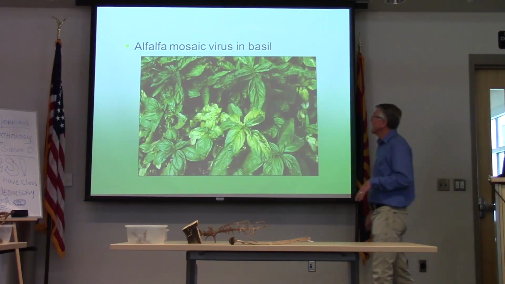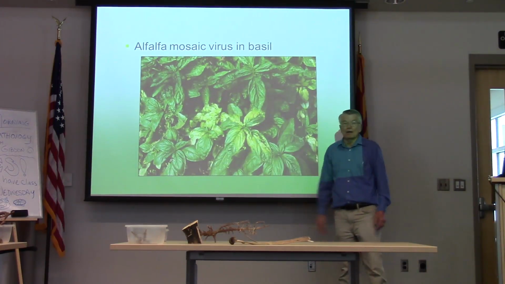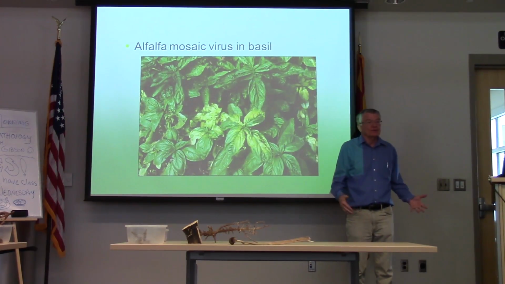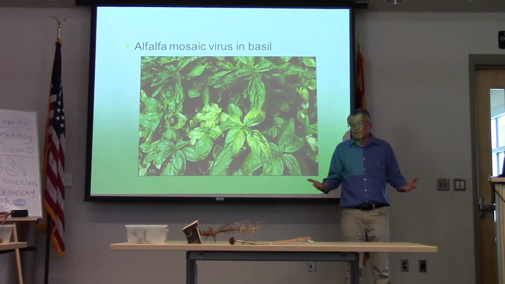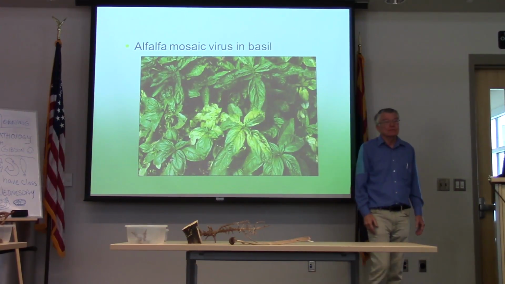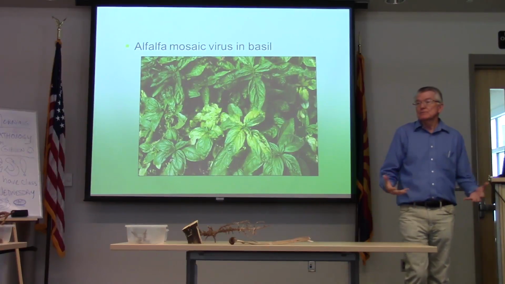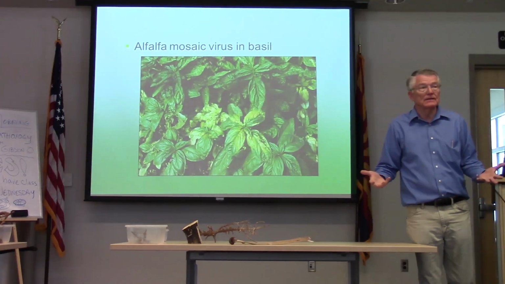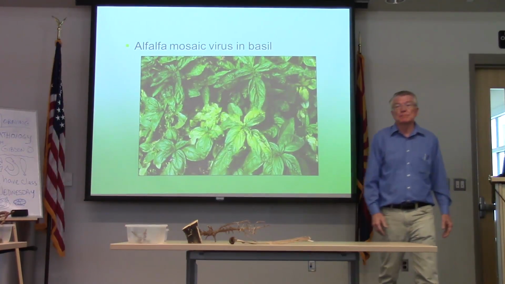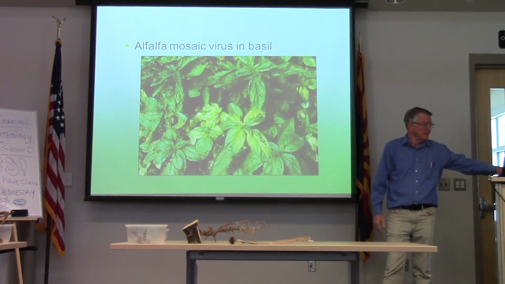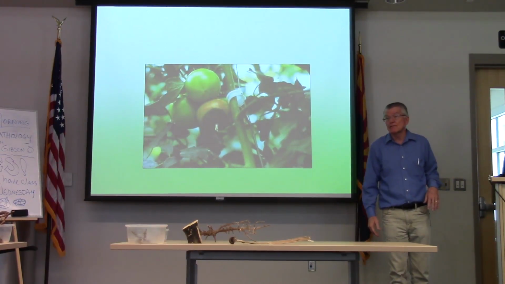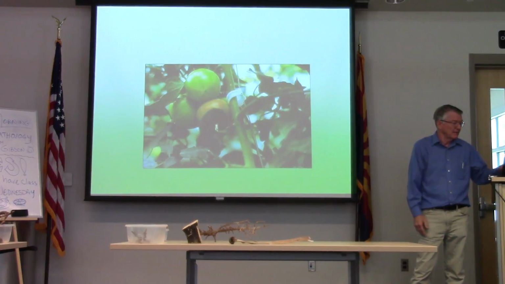Alfalfa mosaic virus in basil. Now, how does an alfalfa virus get into basil? Well, it's insect transferred, and this particular virus can affect a variety of different plants. But it was first found in alfalfa, so they call it alfalfa mosaic virus.